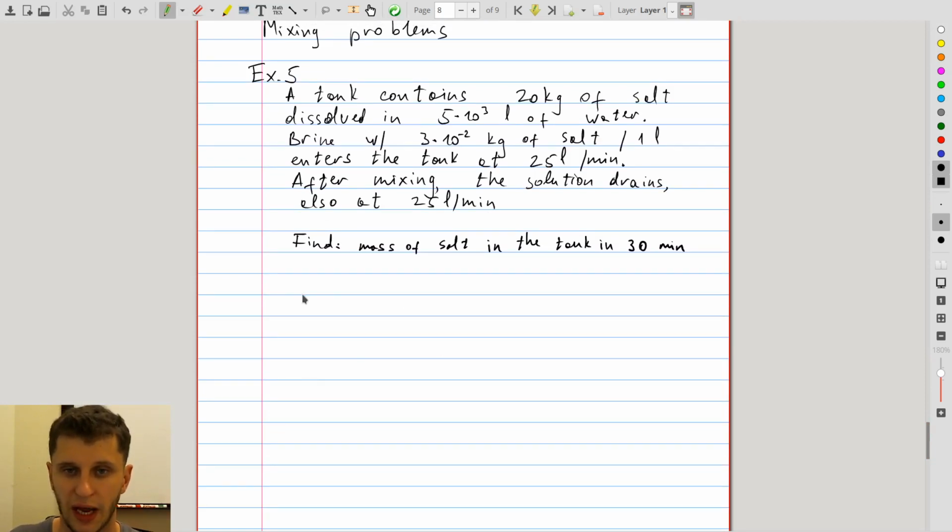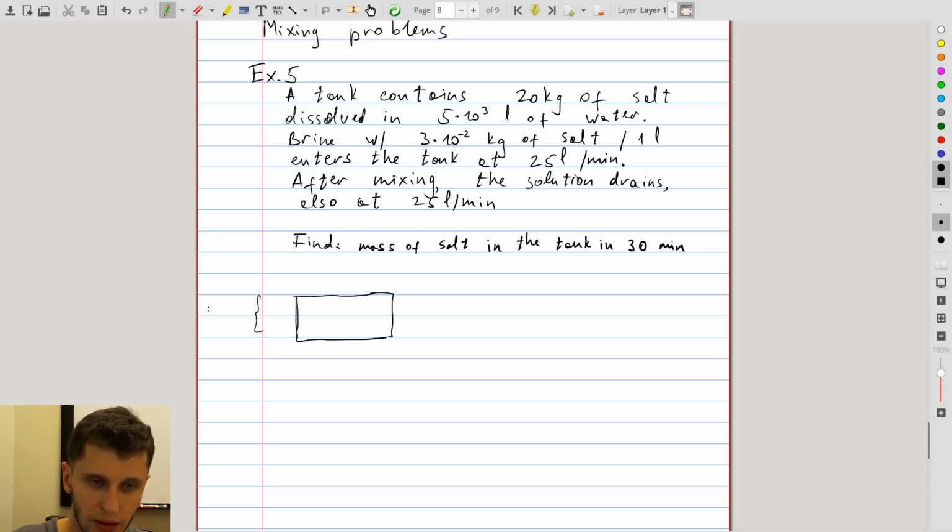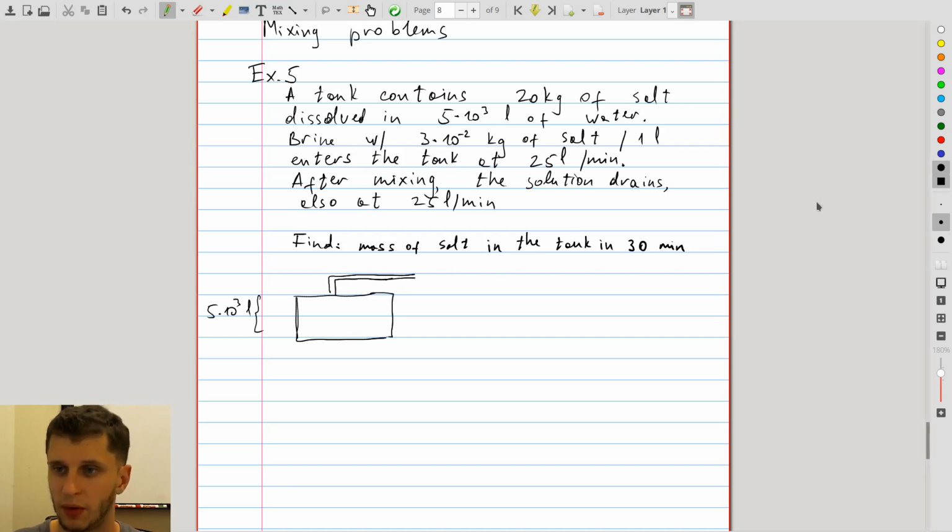So here we have a tank which holds 5,000 liters of water. Here is our tank. It has 5,000 liters of liquid in it. Now, in addition to the tank, there is a pipe through which brine containing salt is entering this tank. Now, at the beginning, the tank contains 20 kilograms of salt.